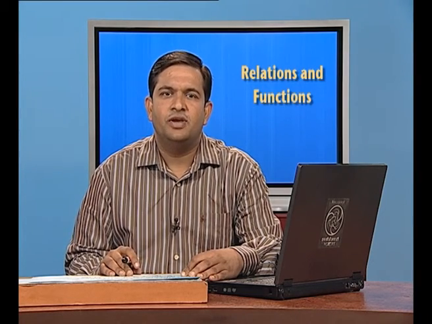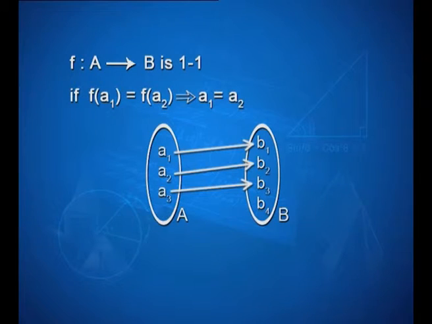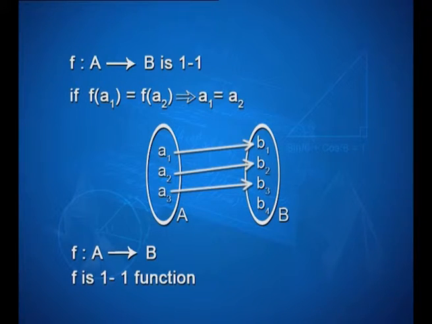So, for this we can take one arrow diagram. A is the set of 3 elements a1, a2, a3, B is another set with elements b1, b2, b3, b4. f is a relation from A to B, where a1 is related with b1, a2 is related with b2, a3 is related with b3. So, one element has only one image. So, we can say this function f is 1-1.